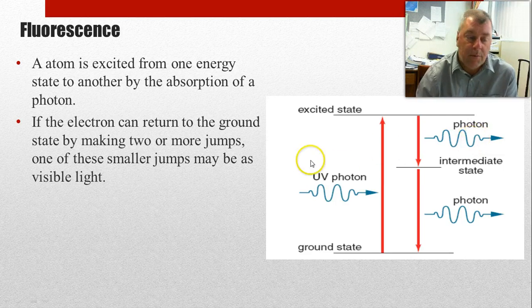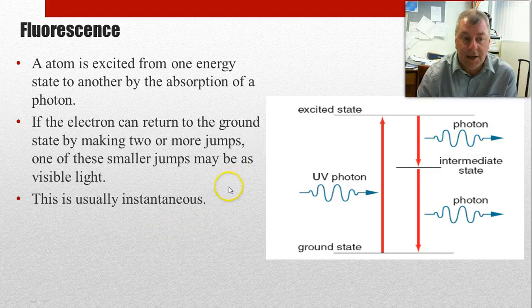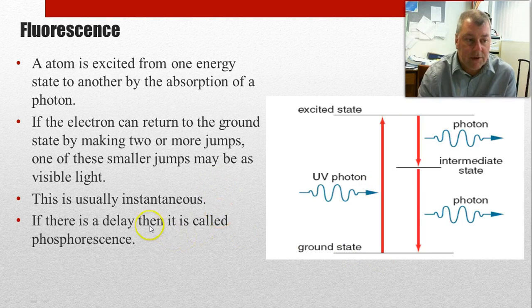So from light that we can't see, atoms can then emit light that we can see, and that's what fluorescence is. And it's usually instantaneous, so the excitement state and then jumping back down happens very quickly. If there is a delay, so if the excited state exists for any period of time, we call that phosphorescence.